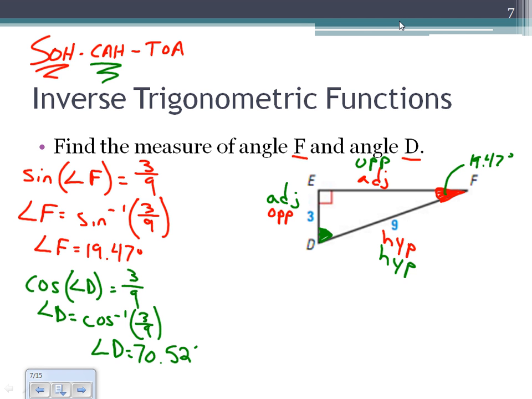70.52. Okay, what I want you to do right now? How many degrees are there total in a triangle? There are 3 angles. The degrees all add up to what though? 180. I want you to add up angle D plus angle F plus the last one. What's that last one going to be? 90. Add up those 3. So add up D plus F plus 90.